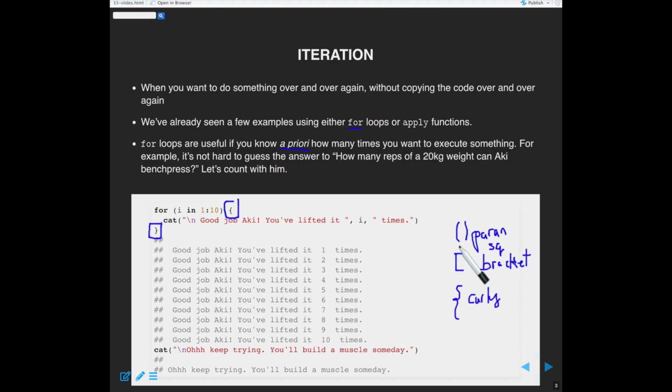We know that the parentheses are used for function calls, for example, or for forcing the order of operations. Brackets are used for selecting. We've seen both the single bracket and the double bracket for selecting elements of a list, for example, or columns of a table. And the curly braces are used to denote a body of code. So all the code, in this case just one function call to the cat function, belongs to this same body from the opening to the closing brace.